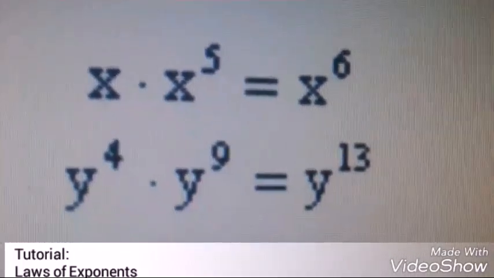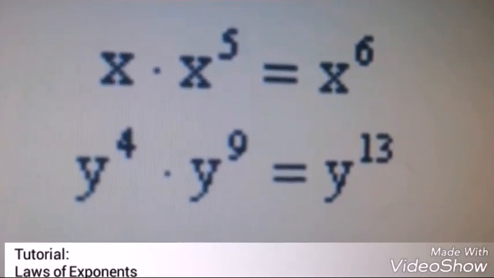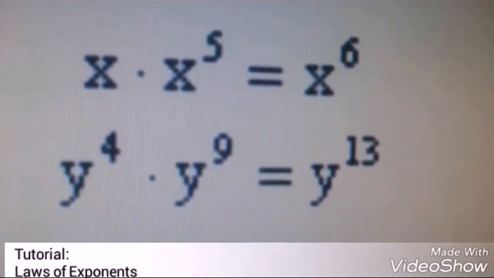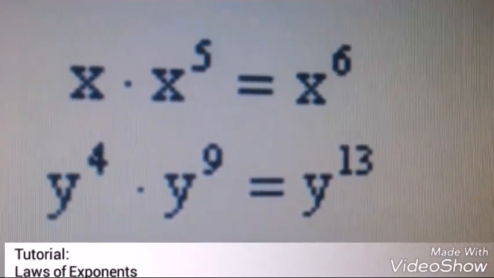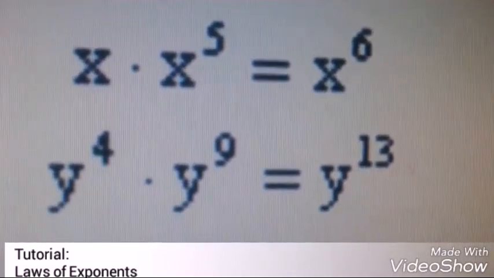Another example is y to the 4th power times y to the 9th power. Keep the base, which is y, and then add the exponents. 9 plus 4 is equal to 13. The answer is y to the 13th power.